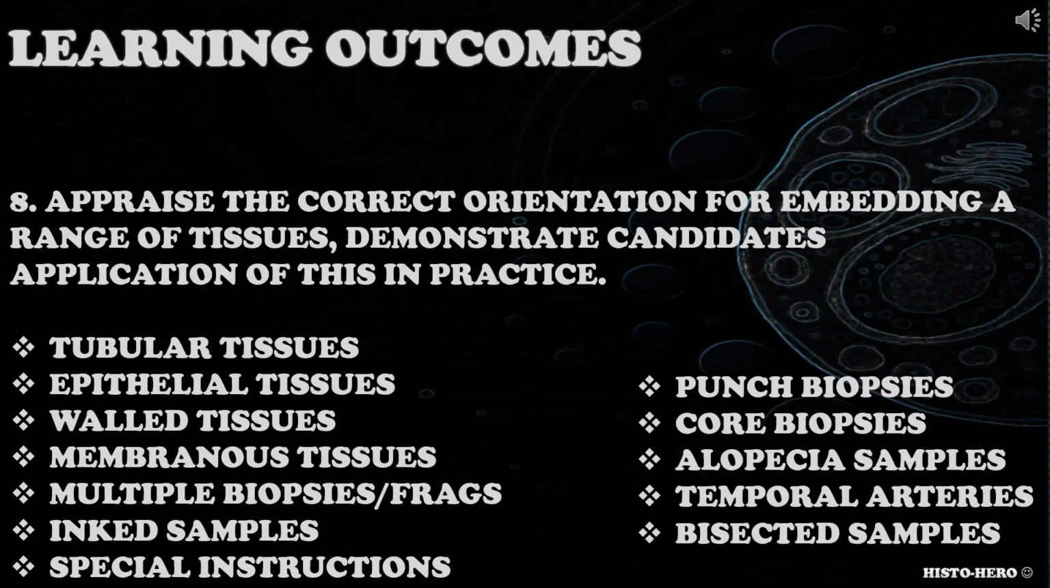The eighth learning outcome is for the candidate to appraise the correct orientation for embedding a range of tissues, demonstrate candidate's application of this in practice. How would you orientate tissue during embedding? What tissue types require specific orientation during embedding? Consider skin, hollow organs, tubular structures, inked or bisected samples, samples with specific special instructions and their reasons like muscle, nerve, alopecia, or temporal artery samples.